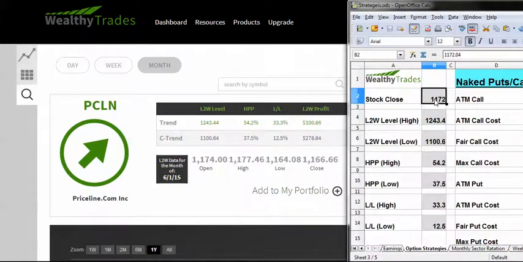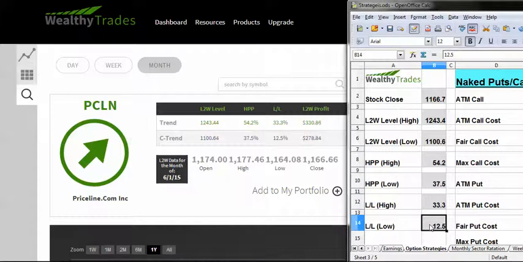So I'm going to use the closing price yesterday, which was 1166.66. I'll type that in there. Levels to win high is 1243.44. The levels to win low is 1164. The HPP high, the percentage of probability that it hits the upside, is historically 54.2. The low is 37.5. The probability of it closing above the high is 33.3. And the probability of it closing below the low, got that in there.